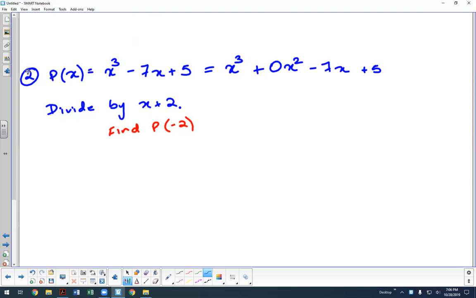What's the coefficient for x cubed? 1. Since my x squared is missing, we need to put a 0 for that spot. Then we bring in -7 from the x term plus 5 from the constant term. They are asking us to divide by x plus 2, which means in synthetic division, we are dividing by -2.